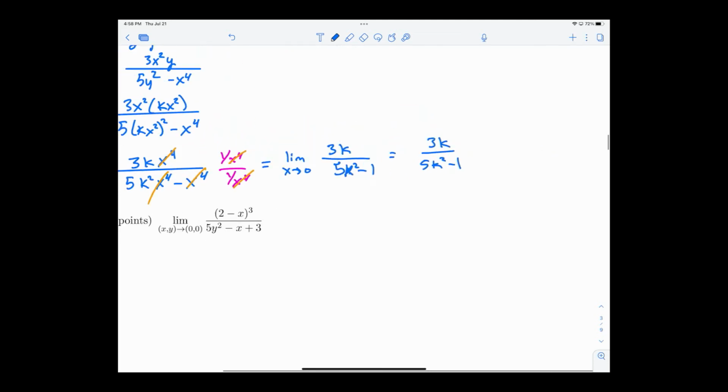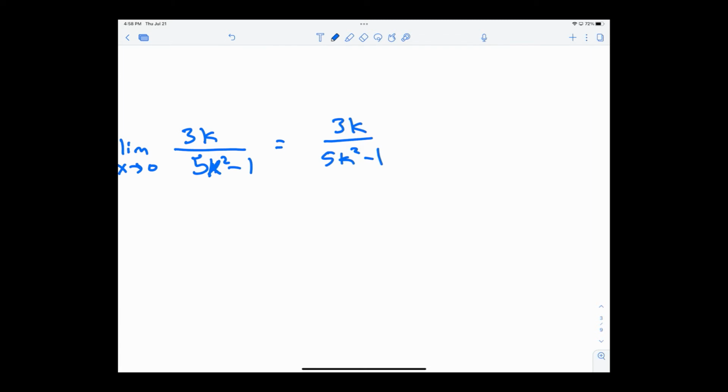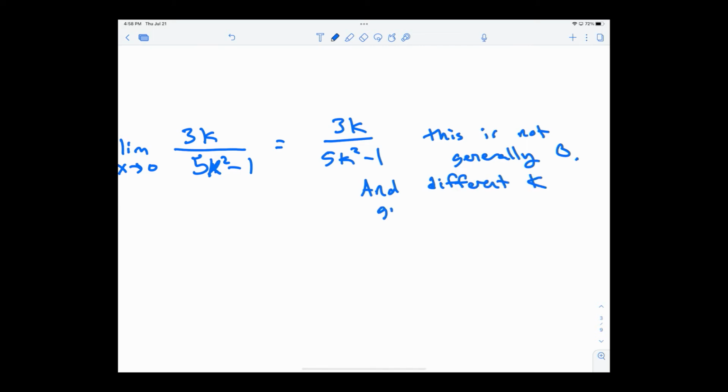Now, generally, k is not 0. So this is not generally 0, right? Because k is not 0. And also, different values of k give you different limits, right? If you plug in k equals 0, you get 0. If you plug in k equals 1, you get like 3 over 4 or something. Different k gives different limits.